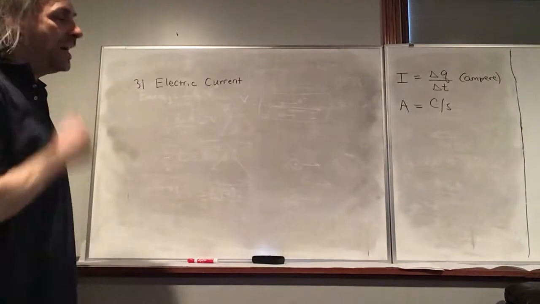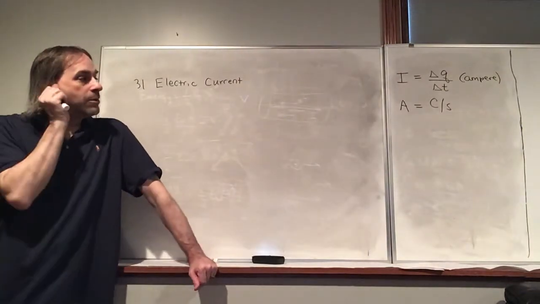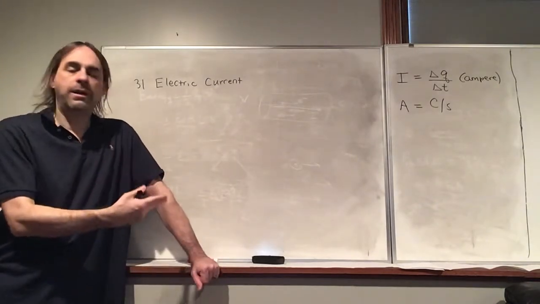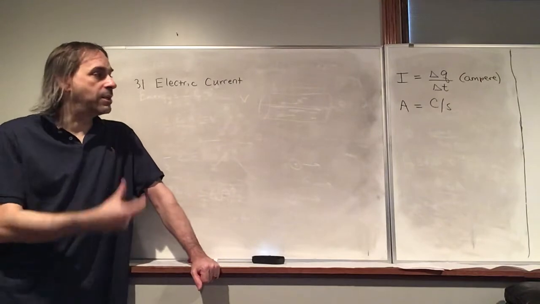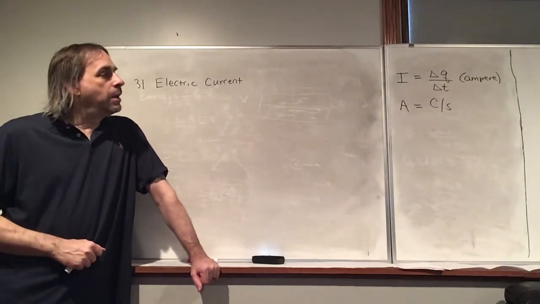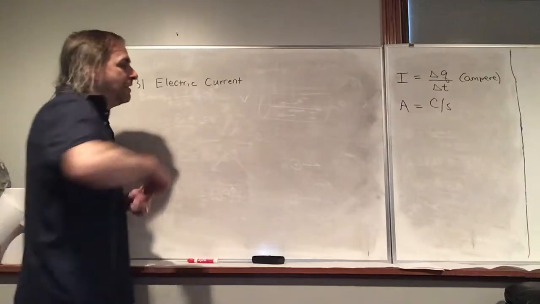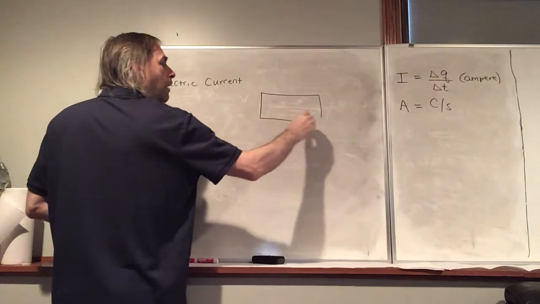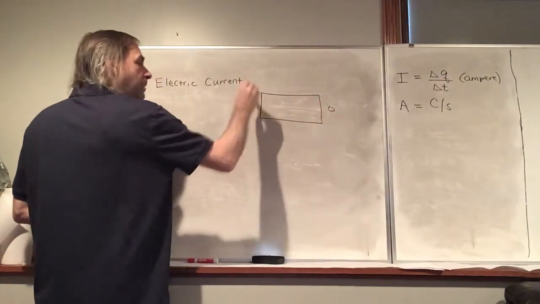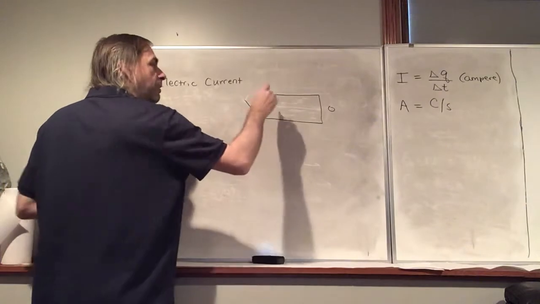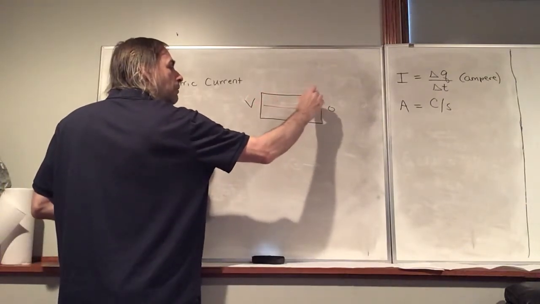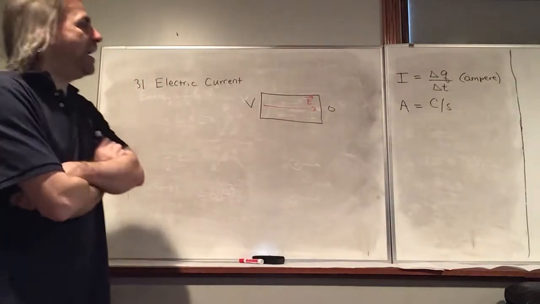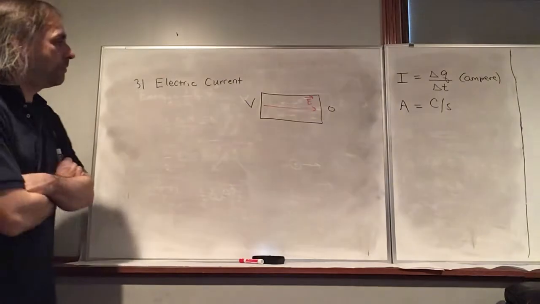Okay, so we define current as delta Q over delta T, the rate that charge is flowing, like the number of coulombs that will pass some marker in a certain time interval. Now, in this conductor, let's redraw this picture, where we have a potential difference between the two ends, so there's an electric field driving the current. What factors will affect how much current we're going to get?